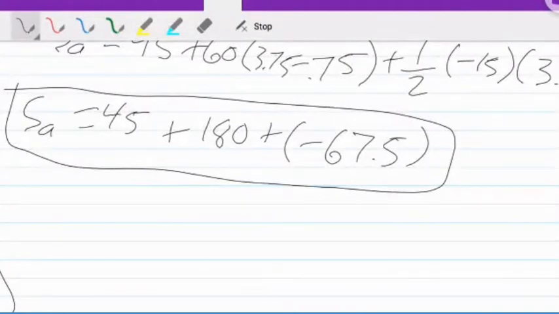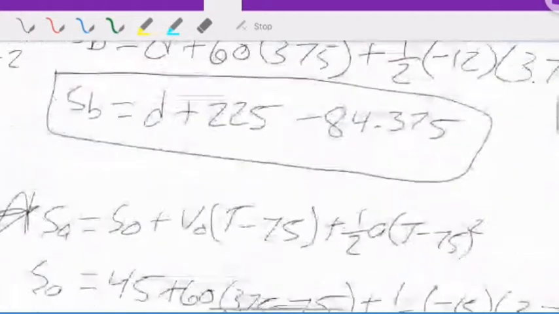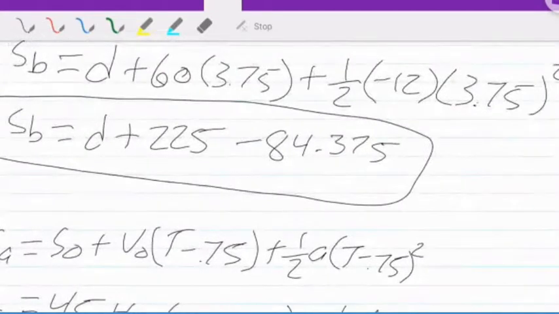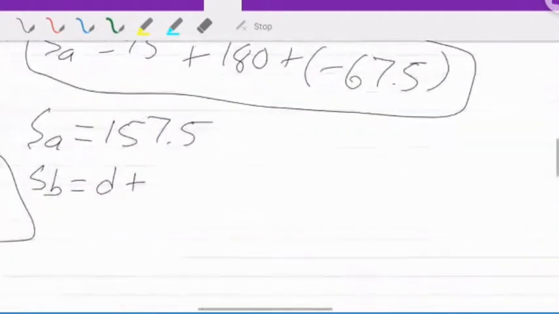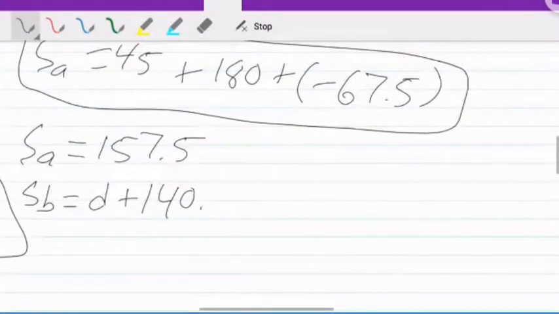So now we can add all this stuff up. So we have 45 plus 180 minus 67.5 gives us SA equals 157.5, and SB is equal to D plus 225 minus 84.375, which is 140 plus 140.625.